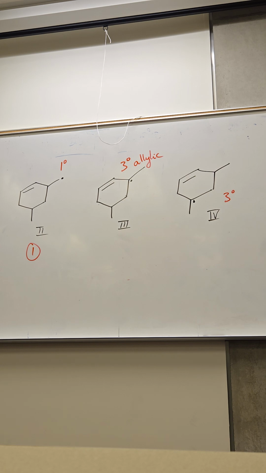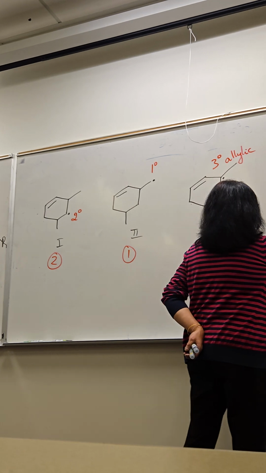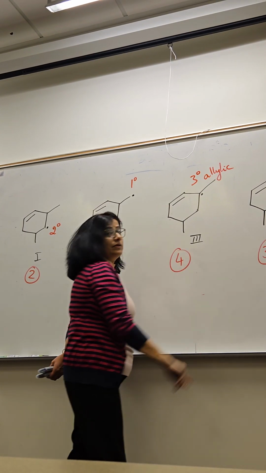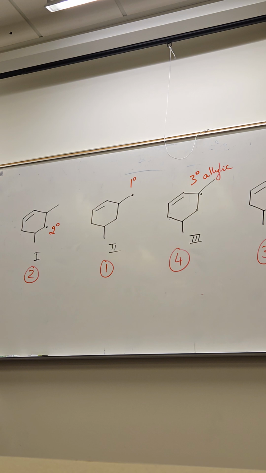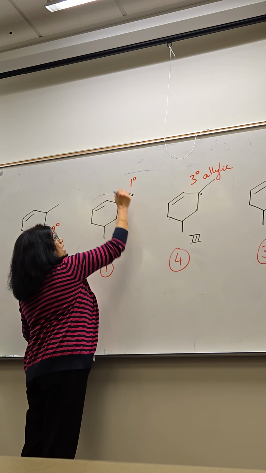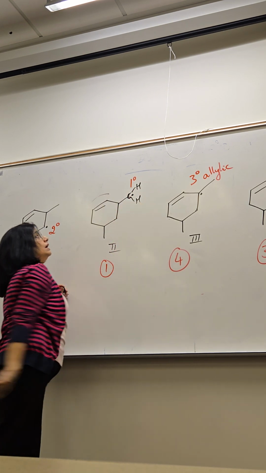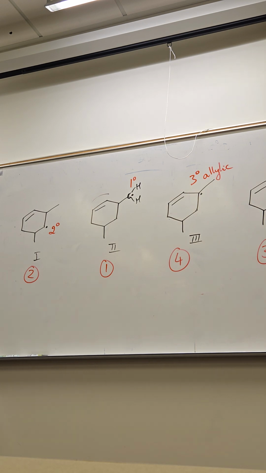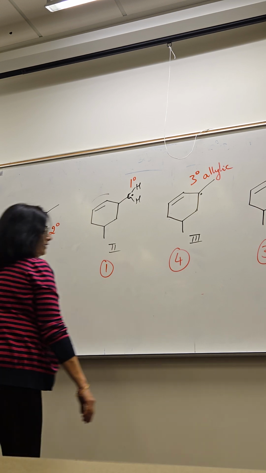What comes next? 2, 1, 4, 3. Do you all agree? I'm just having a little trouble with the first one. I see C, 2 H's. Why was it primary? Because this carbon is connected to 1 R and 2 H's. Okay. Thank you. Absolutely. Everybody okay with this? Questions? Thoughts?